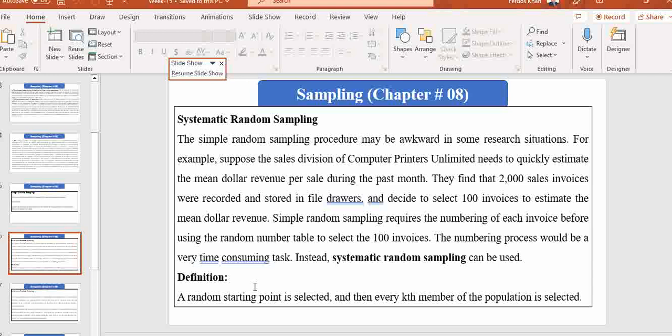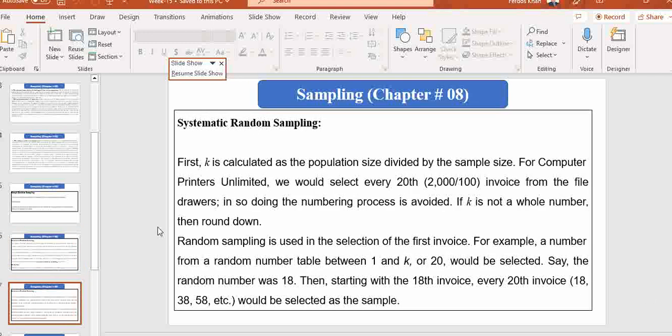So what is a systematic random sample? A random starting point is selected, whatever the value, and then every kth element of the population is selected. Initially you need to select one starting point, and then every kth element of the population can be selected. Now the detail: first, k is calculated as the population size divided by the sample size. So k is equal to population size divided by sample size.